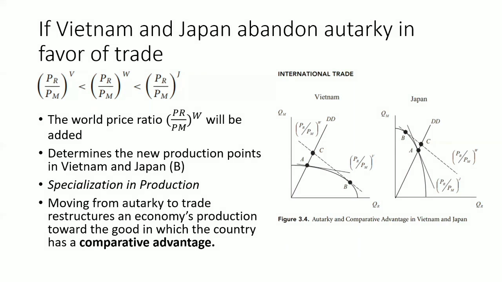If you take a look at the curve, the movement from point A to B actually involves an increase of production. In the case of Vietnam, it is the increase of rice production, and in Japan, motorcycle production. This increase of production is also known as specialization in production. The most important thing that we have to learn here is that moving from autarky to trade restructures an economy's production toward the good that has comparative advantage.